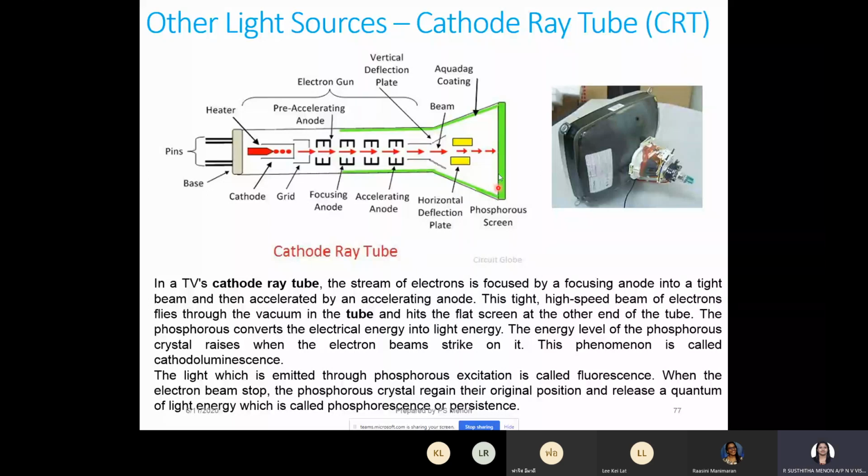At this end of the tube, there is a phosphorus screen. The phosphorus converts the electrical energy into light energy. The energy level of the phosphorus crystal rises when the electron beams strike it. Again, it goes to a higher energy level, and then when it goes down, you have an emission of light. The light emitted through phosphorus excitation is called fluorescence. When the electron beams stop, the phosphorus crystal regains its original position, and they release a quantum of light energy which is called phosphorescence or persistence.